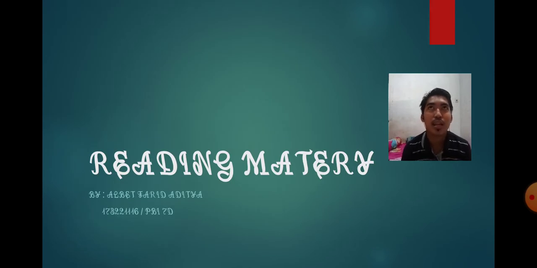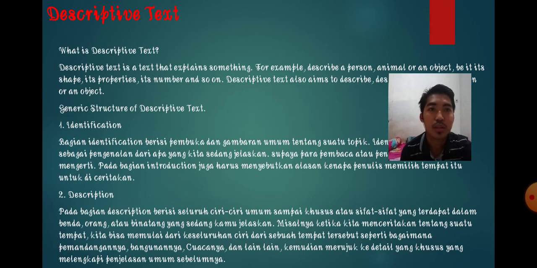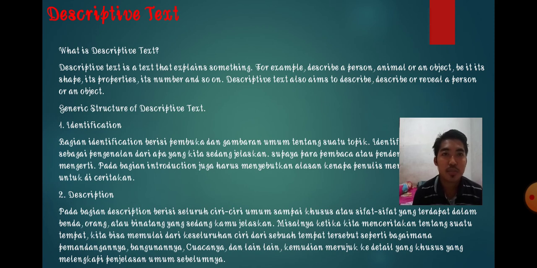Okay, that is the writing material. And then let's start the reading material. The first is descriptive text. What is this descriptive text? Descriptive text is a text that explains something, for example, describing a person, animal, or an object, be it its shape, its properties, its number, and so on. Descriptive text also aims to describe or reveal a person or an object.